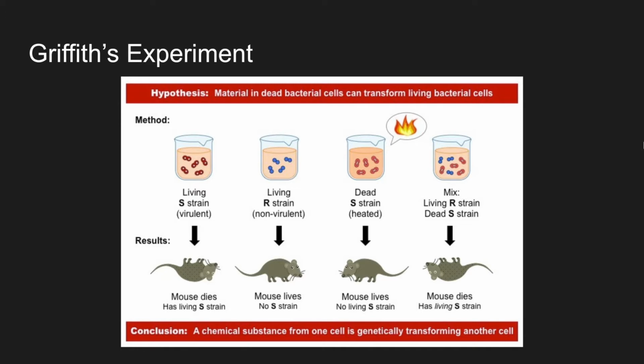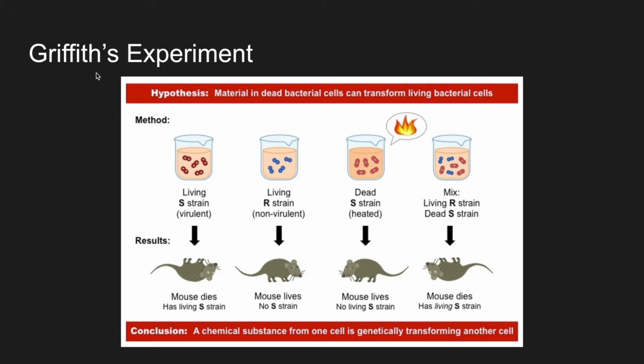So again, the purpose of these experiments was to identify what the genetic material was, and as you try to understand and grasp each experiment, you should focus on 3 things. You should focus on what the purpose of the experiment was, what the procedures were, and what the outcome was. So let's talk about Griffith's experiment, right?